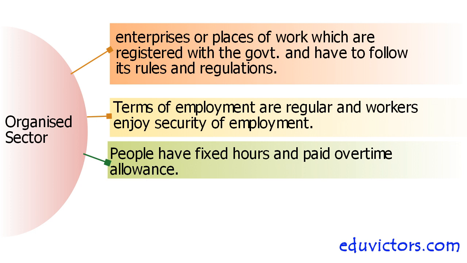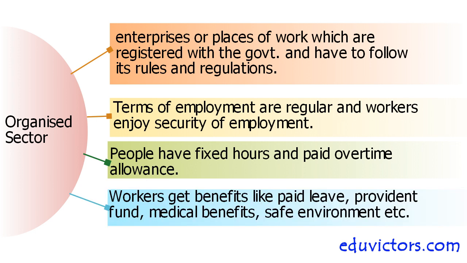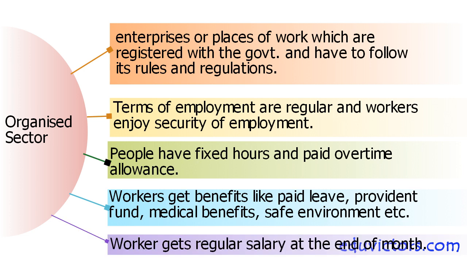People have fixed working hours, and if they work overtime, they are paid overtime allowances by the employer. Workers get several other benefits like paid leave, provident fund, medical benefits, safe environment, etc. Every worker gets a regular salary at the end of the month.